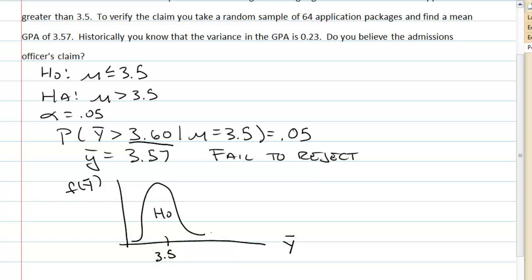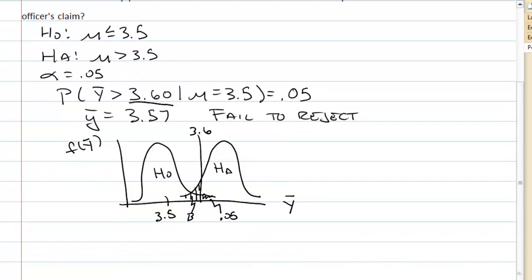Our alternative was greater. Our decision criteria was a 3.6. That's so that this area would be 5%. As we were to the left of that, we failed to reject. What would be nice to know is this area here, which is beta. Probably a type 2 error. We want to calculate beta.